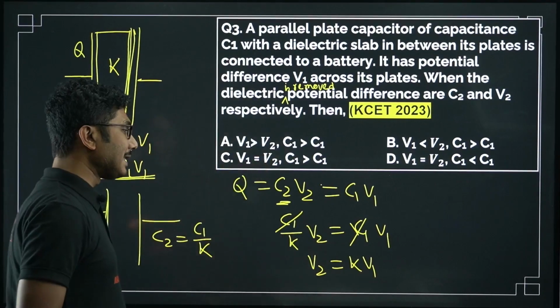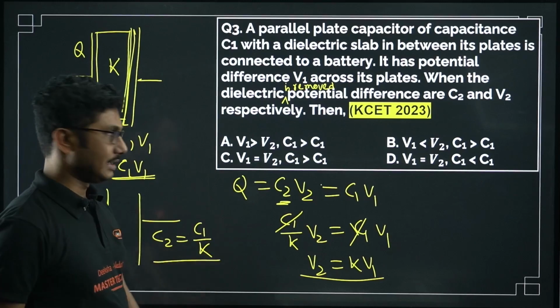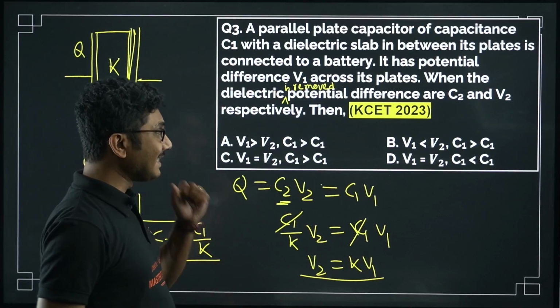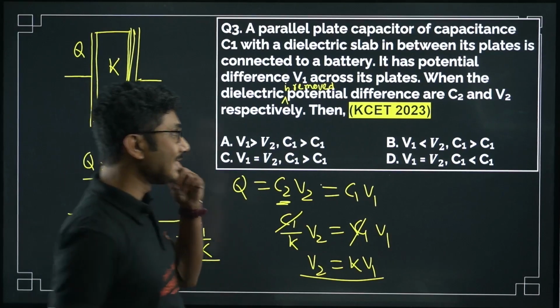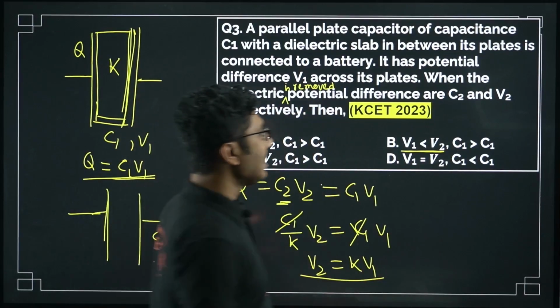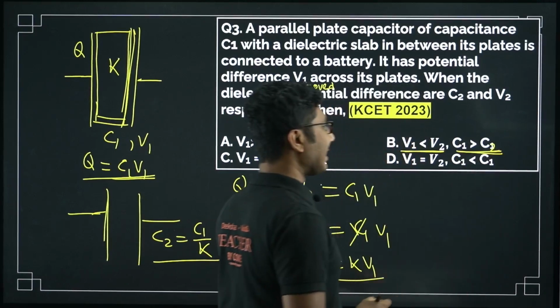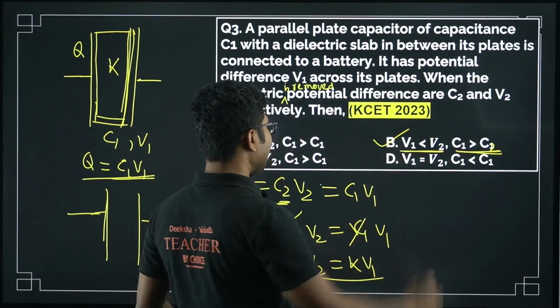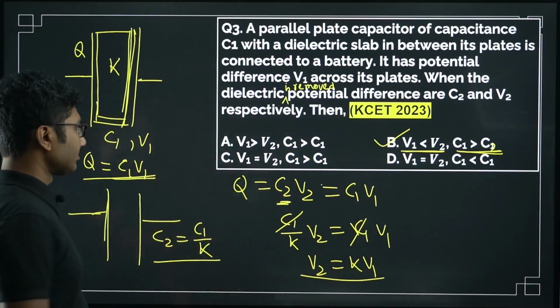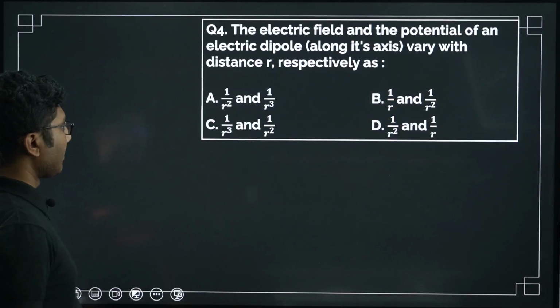So as you can see, potential increases and capacitance decreases. Here V1 is less than V2 and C1 is greater than C2. So this is the correct answer, option B is correct in this case. Now let's move on to the next question.